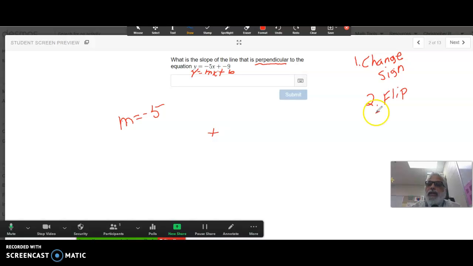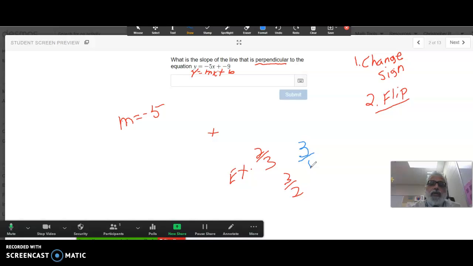The second thing is I've got to flip it. Now, when it's a fraction, I'm going to write this example here on the side. If it's a fraction, let's say 2 over 3, when I go to flip, it'll be 3 over 2. But when it's not a fraction, so let's say I get a whole number, I have to make it a fraction. To make it a fraction, I put 1 on the bottom.